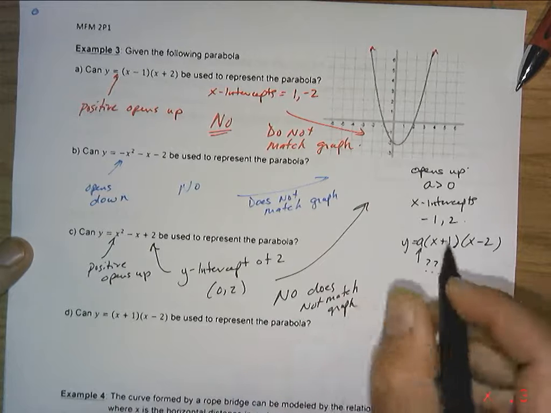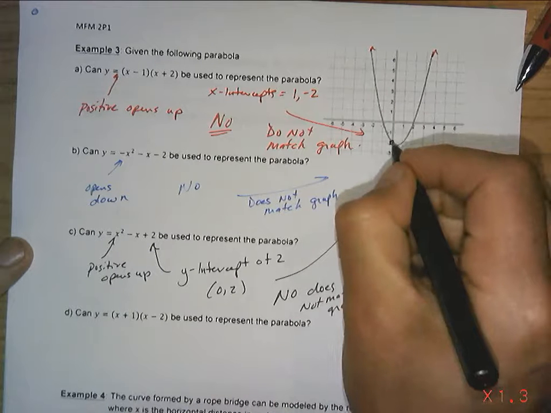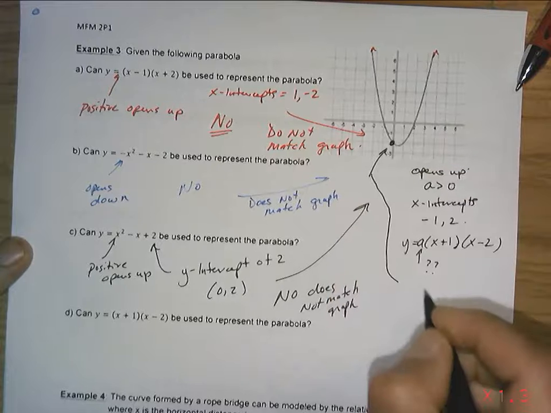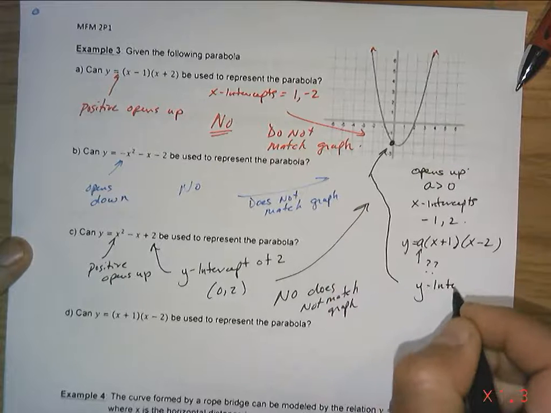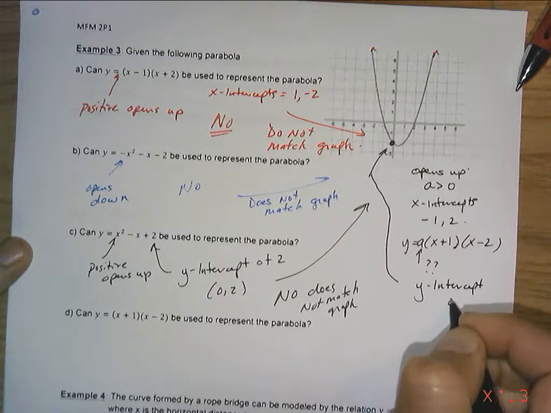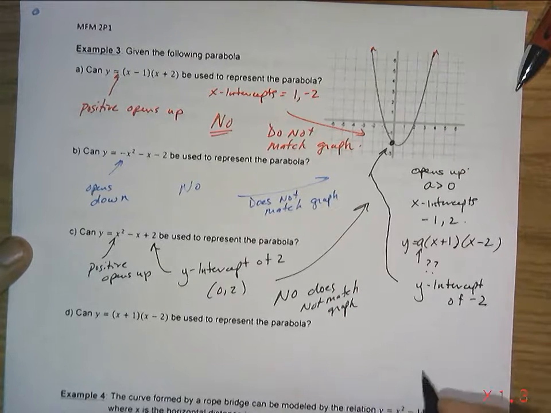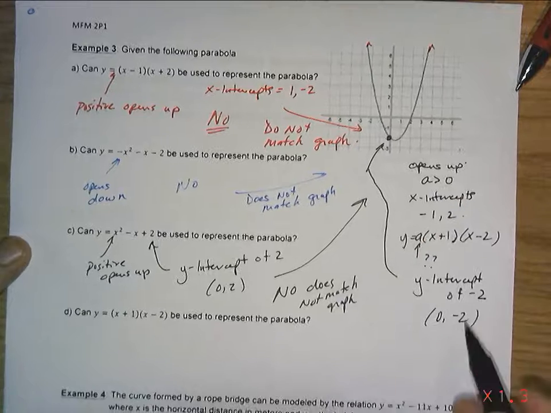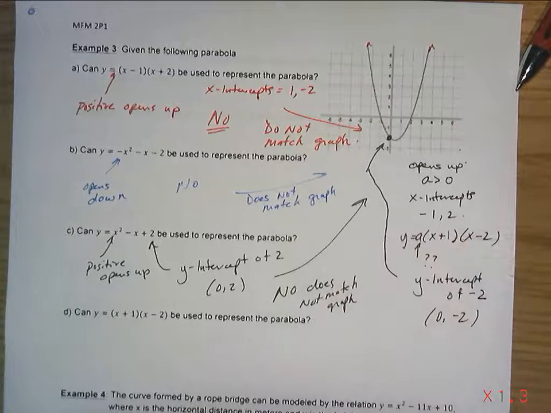The graph, if we look at it, has a y-intercept here. So it has a y-intercept of negative 2, which means it would cross at (0, -2). So these are all the things that have to work, and none of these are working for that.